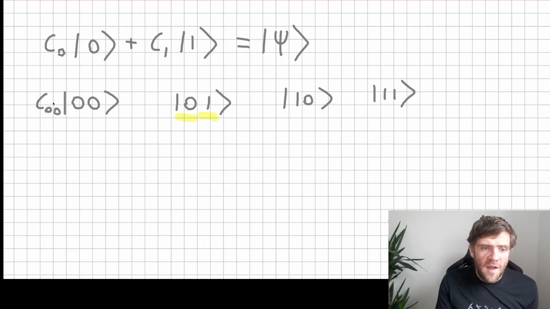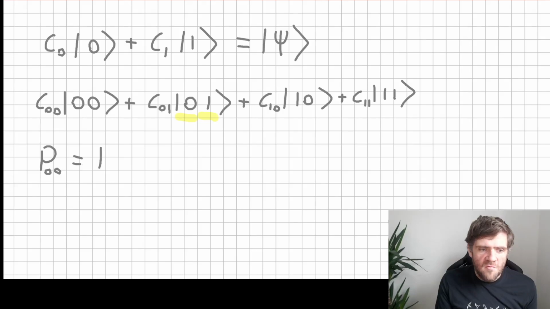We can put some amplitudes in front of them, and again these amplitudes are going to be complex in general, and they are going to have to satisfy a normalization condition, and also global phase is again going to be irrelevant. So the probability of getting the outcome 0, 0 is again going to satisfy the Born rule, and it's going to be the square of the amplitude of this.